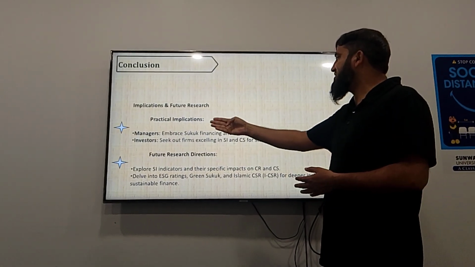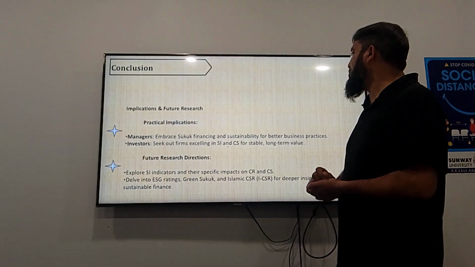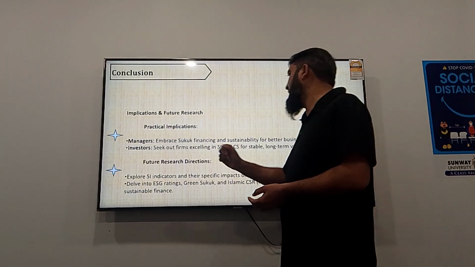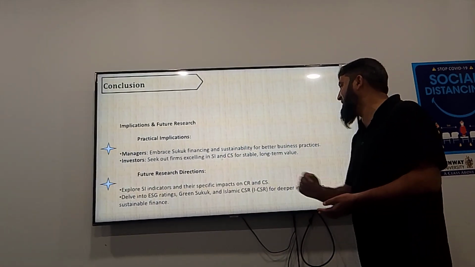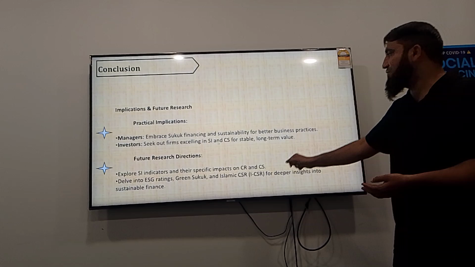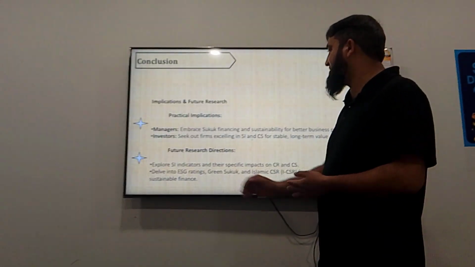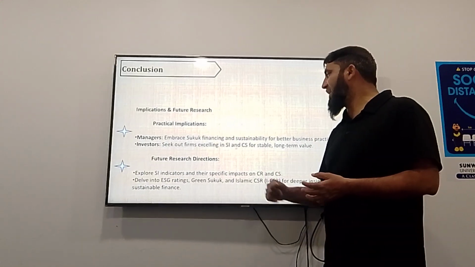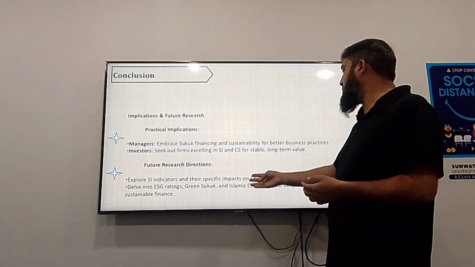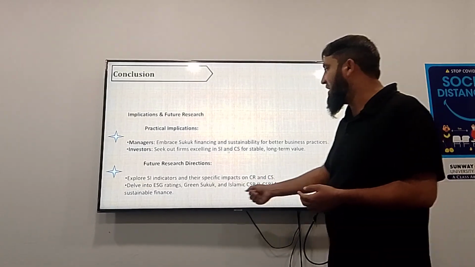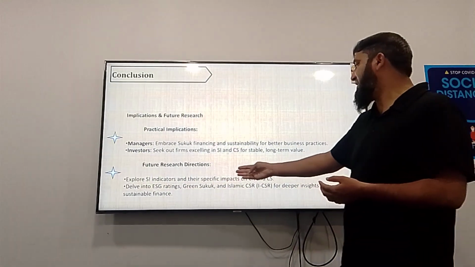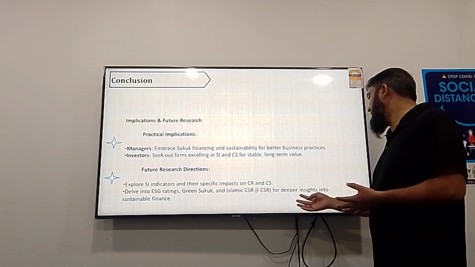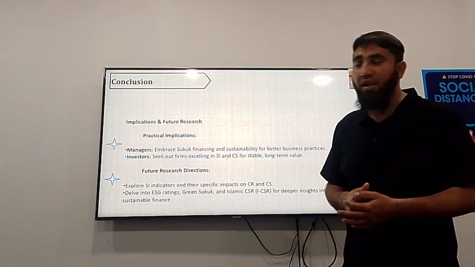In terms of practical implications, managers should embrace Islamic financing and sustainability for better business practices. Investors should seek out firms excelling in terms of SI and CR for stable and long-term value. For future research, researchers can use this study for their purposes to explore SI indicators and their specific impact on CR and CS. Moreover, they can develop ESG ratings, green scores, and Islamic CR such as ICR for deeper insight in terms of sustainable finance.